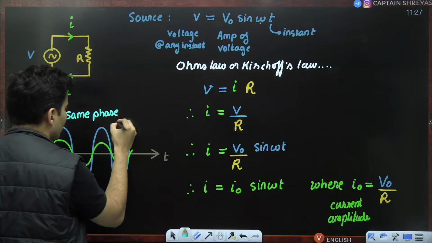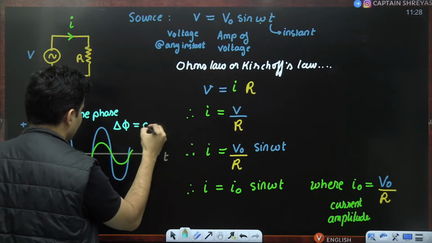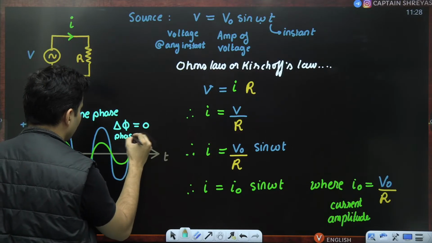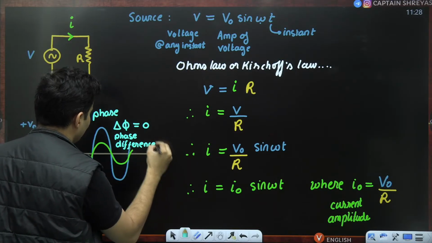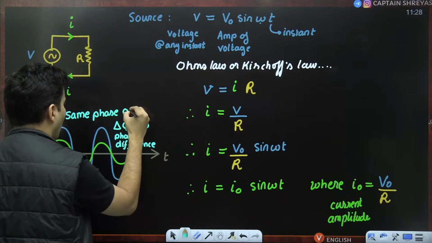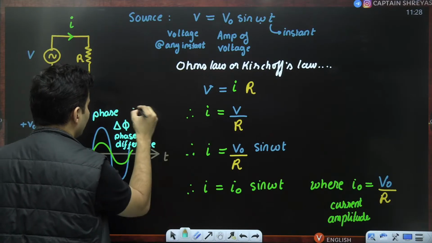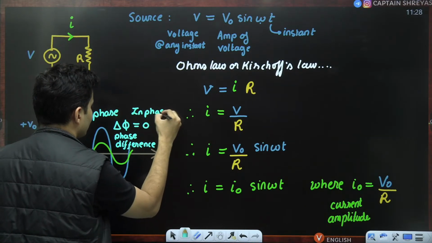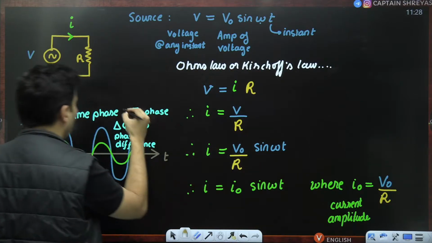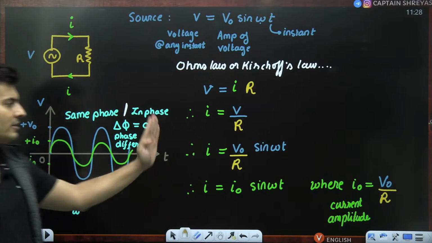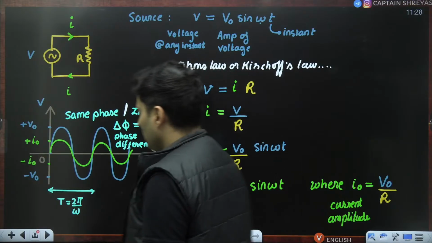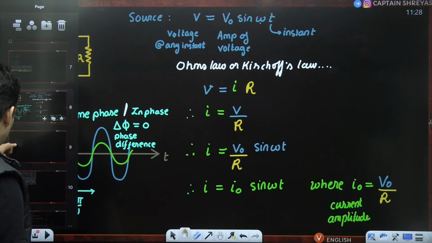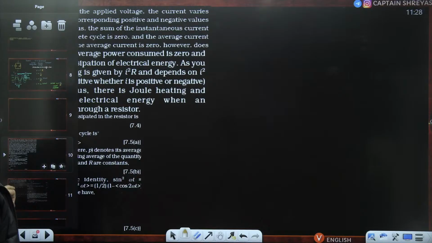Sometimes the word used for that is delta phi. This delta phi is a term called the phase difference. Here it is 0. The difference in their phases is 0. That's why same phase, or you can also use the word in phase. This is also perfectly okay. Is this clear, my dear students? Understood? Okay. Awesome. Great. So that is what has been mentioned over here.